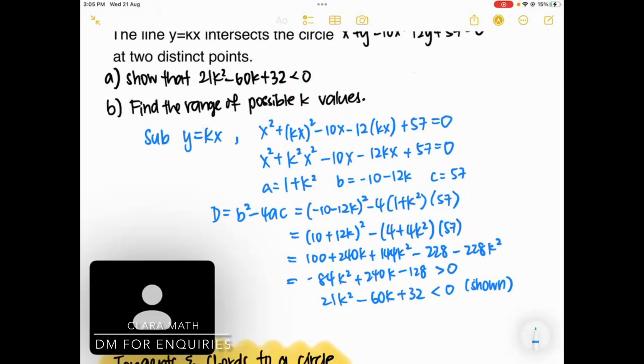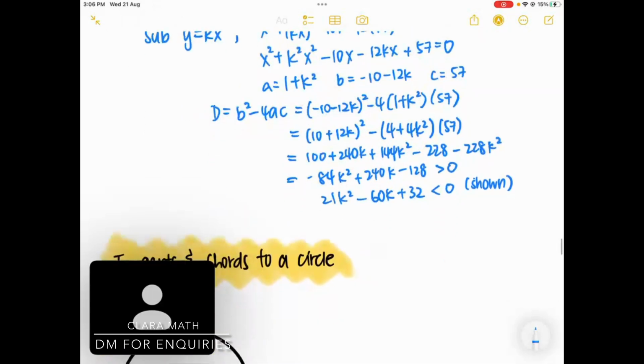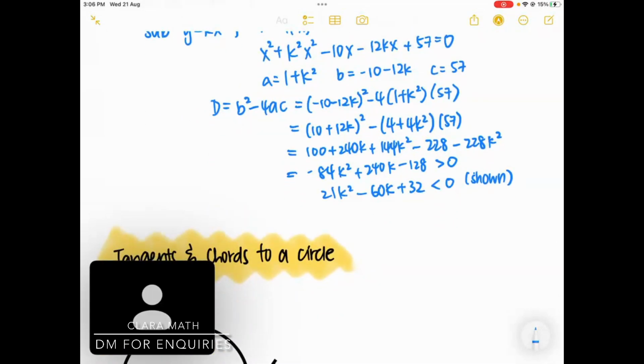Find the range of possible k values. So we need to solve this. How you do it is, let me see. It's a quadratic. It's a positive happy face quadratic. Then you need to find the two intersections. And it's less than 0. That means I want the part of the curve that is below the x-axis. So we use a calculator again to calculate what are the two intersections.